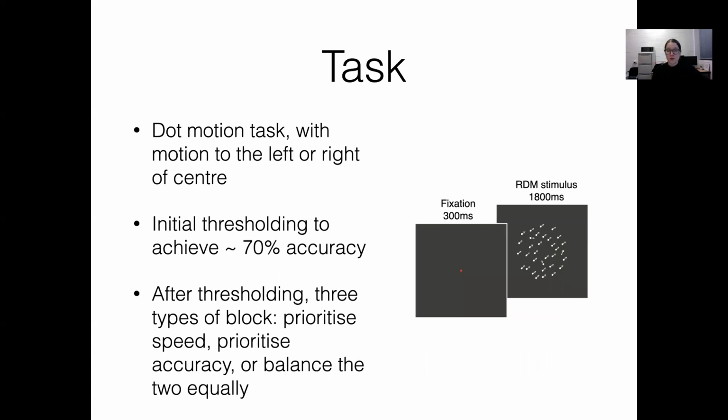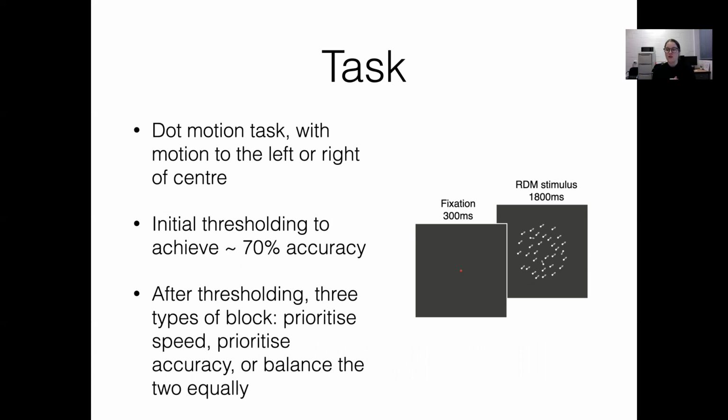The task we asked people to do was a dot motion task. There's a circular patch on the screen with dots that are moving in it. Some of the dots are moving randomly and some are moving coherently in one direction. That direction might be towards the left of centre or towards the right of centre. Initially, participants completed some thresholding, so they were around 70% accurate with their performance.